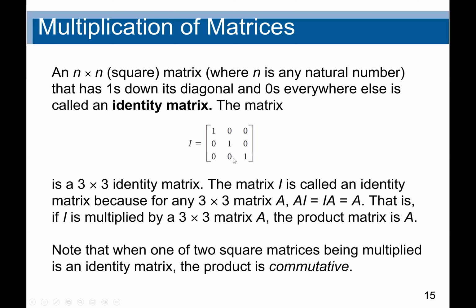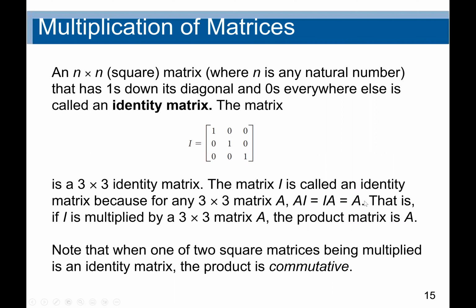So this is an identity matrix, and the size of this identity matrix is 3 by 3. We have 3 rows and 3 columns. Identity matrix is always a square matrix. Then diagonally, we have 1 throughout and the rest is zeros. Now, here we say a matrix I is called an identity matrix because for any 3 by 3 matrix A, A times the identity matrix is the same as identity matrix times A, and the answer will give you A.